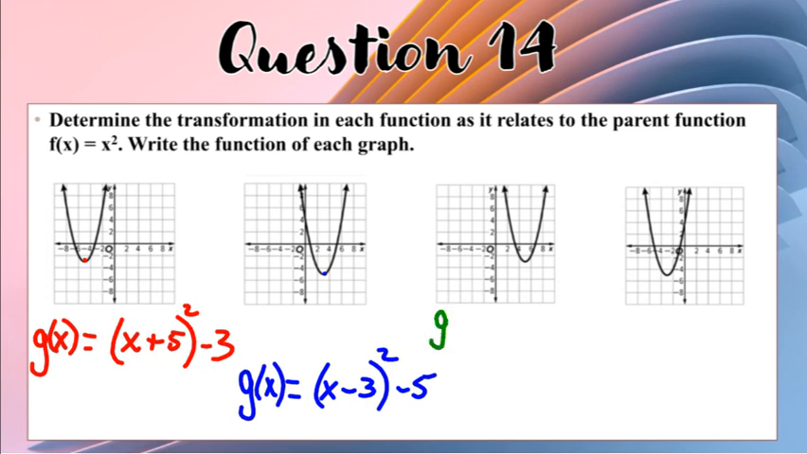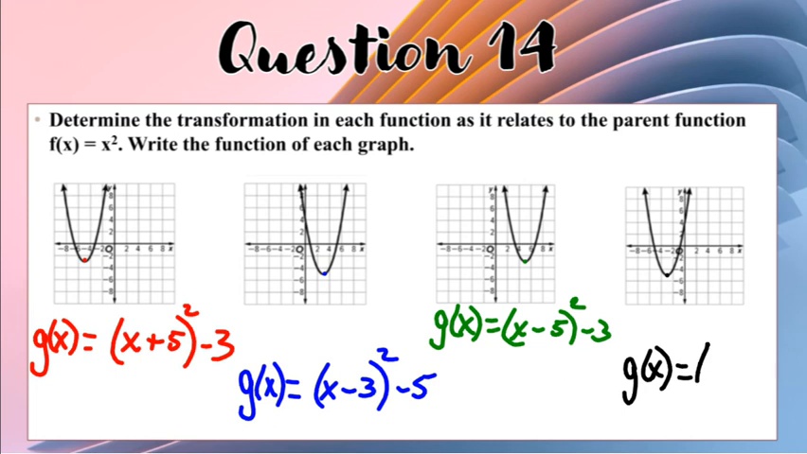Next one, g of x equals, primary vertex here. Here again, it went 5 to the right, so this would be a -5. And then it went down 3, so -3. And the last one here, we have g of x equals, so it went to the left 3, so this would be x plus 3, and then it went down 5, so -5. So those would be our functions for each of these graphs.